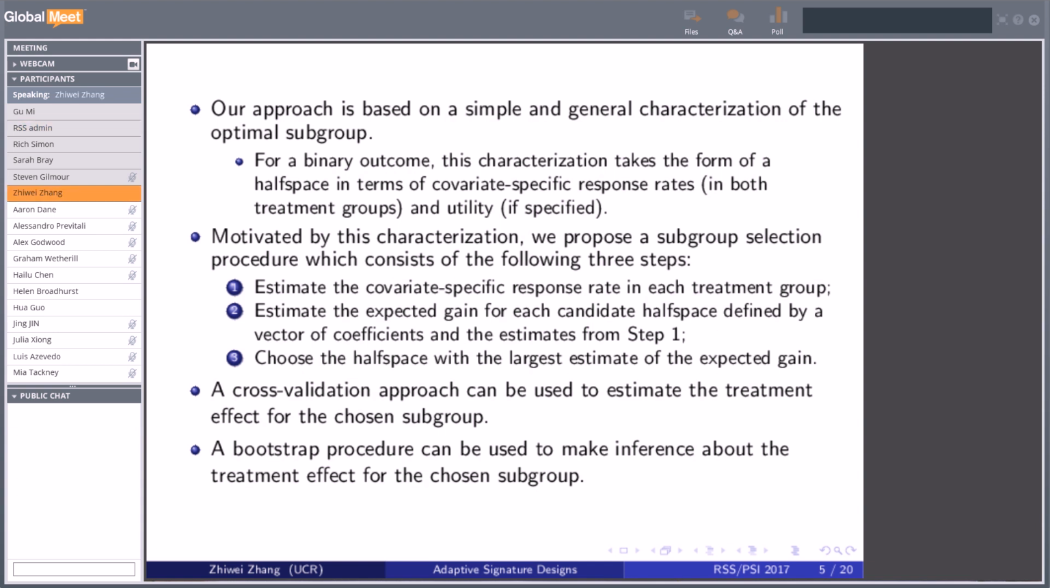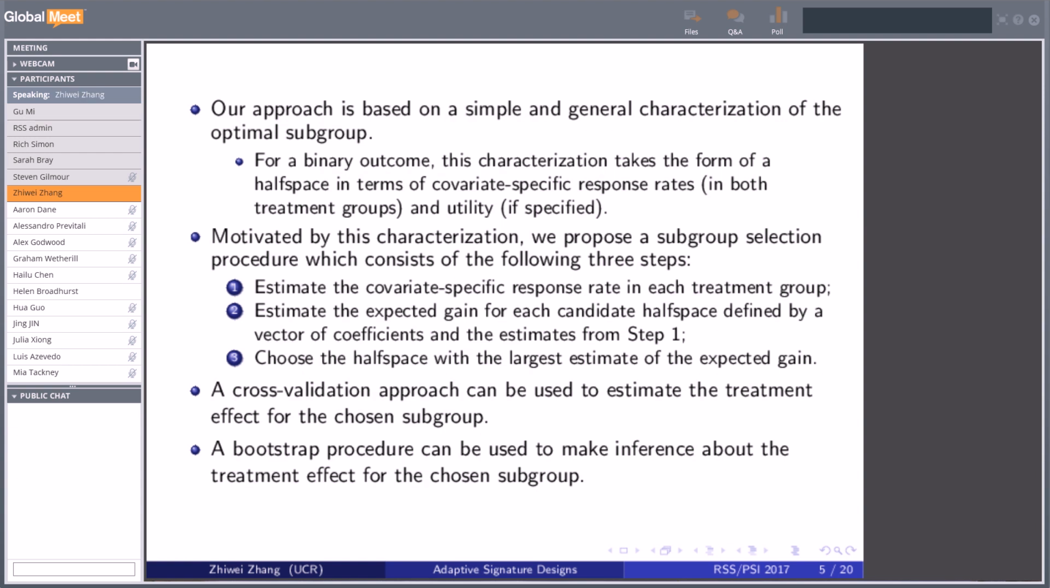Motivated by this characterization, we propose a subgroup selection procedure which consists of 3 steps. So first, we estimate the covariate-specific response rate in each treatment group. Then we estimate the expected gain for each candidate half space defined by a vector of coefficients and the estimates from step 1. And finally, we choose the half space with the largest estimate of the expected gain.